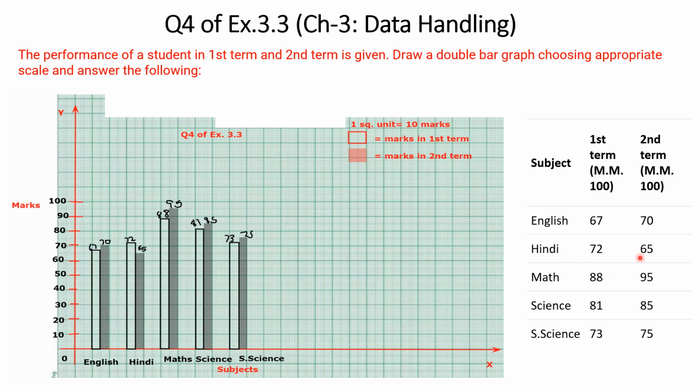Now look, here also it is less than 100, right? And the minimum is 67. So we are taking a gap of 10 because it is very easy to draw if you choose a scale of 10. It's very easy. You don't have to count every time. You know that one line is representing 10. Okay, so here 1 square unit is equal to 10 marks. Okay, you can write 1 unit also, it's okay.